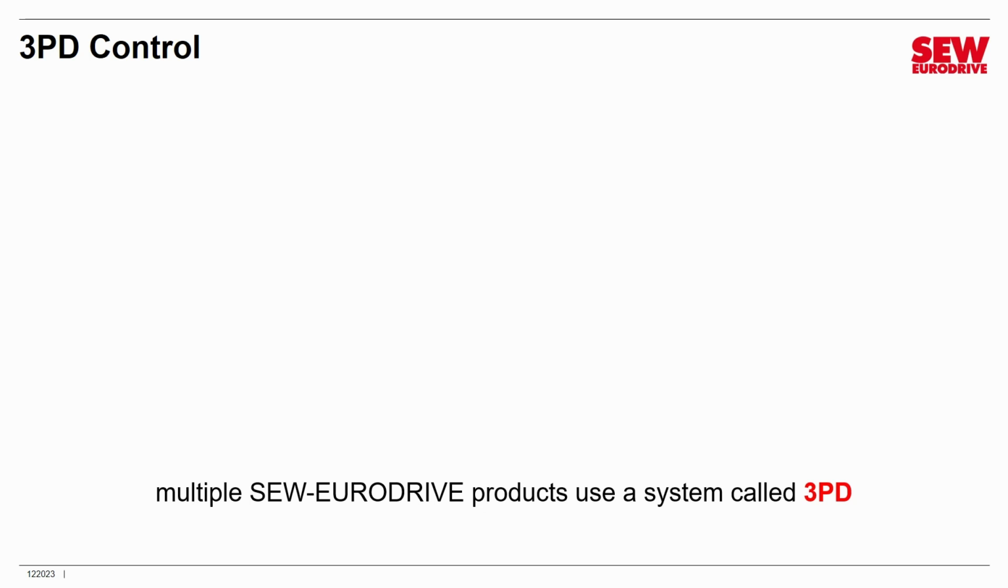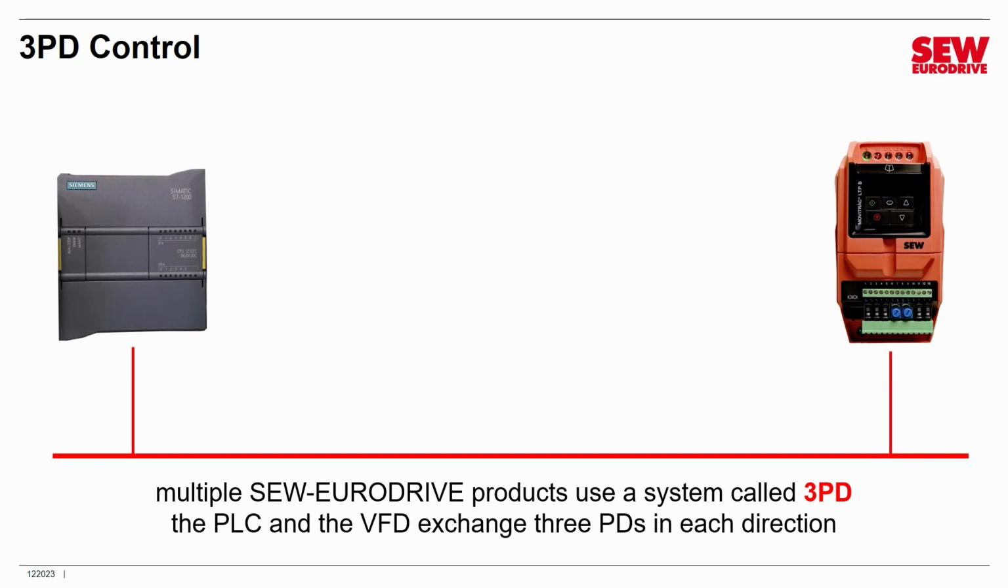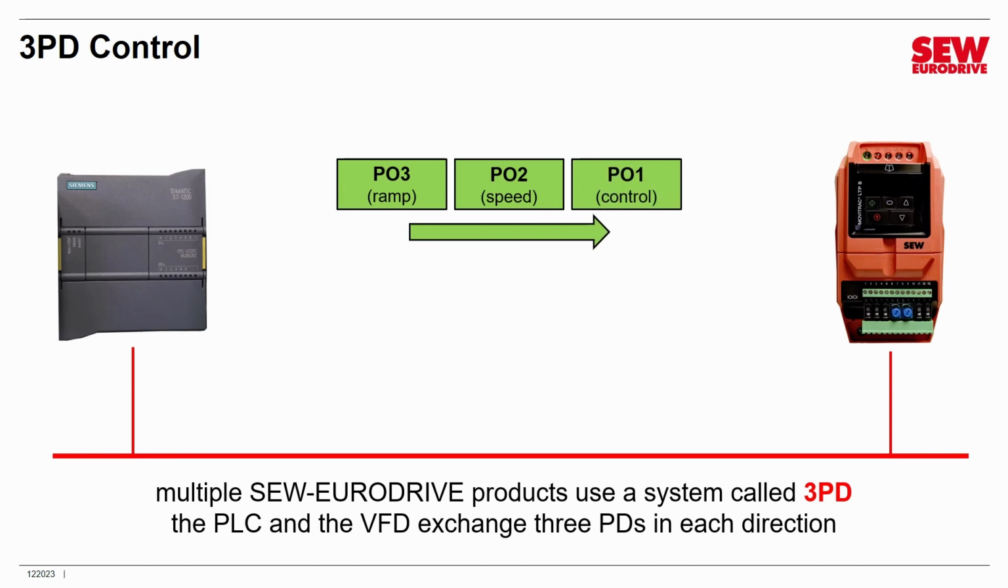I think you can guess why it's called 3PD, because the PLC and the VFD exchange 3 process data words in each direction, 3 POs and 3 PIs. So let's again set up our hypothetical field bus with a PLC and a VFD on it. The PLC transmits 3 process output words to the VFD.